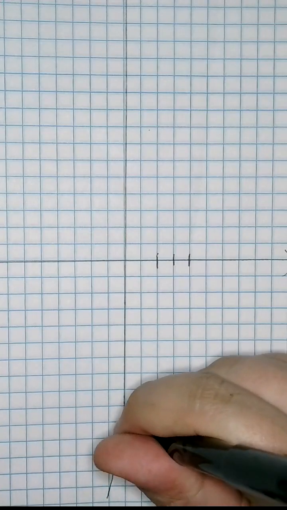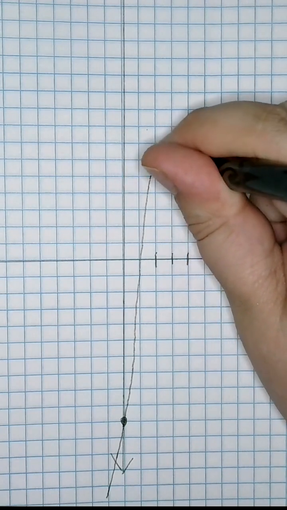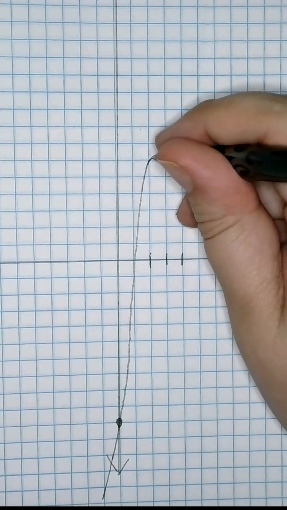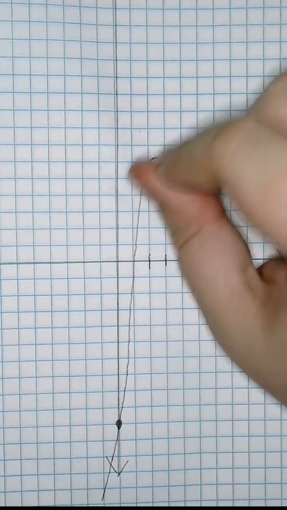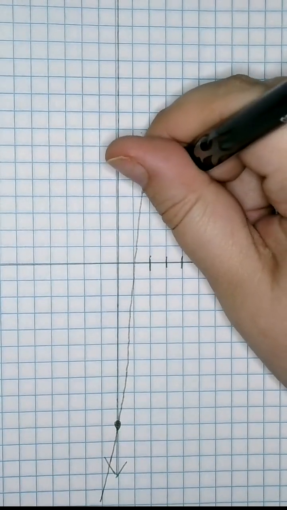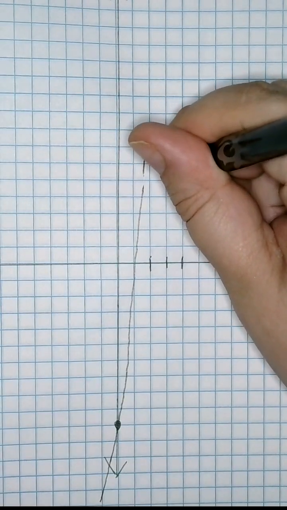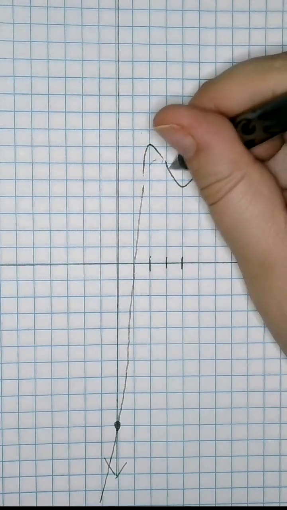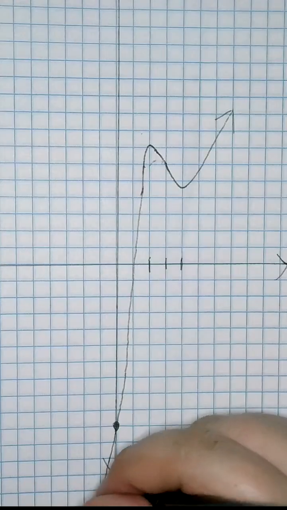So have that. Concave down. Nope, that should be a point. That should be a max. Try that again. Point of inflection there. There we go. And there we go. All right.